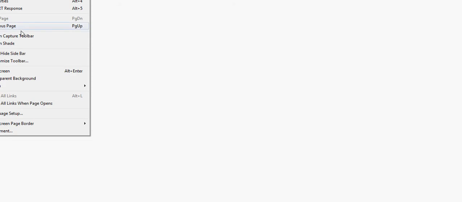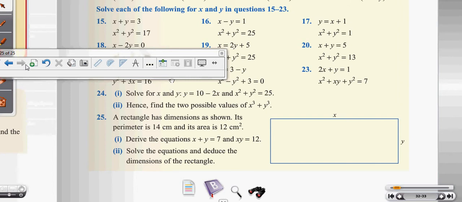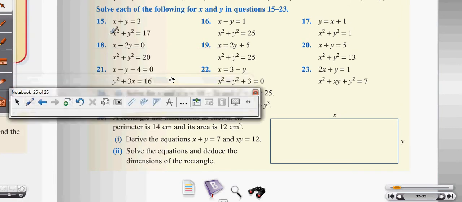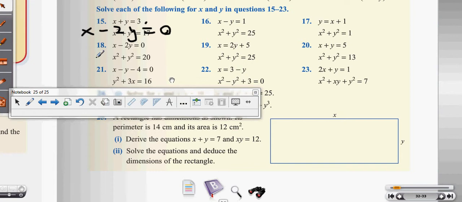What we can do here is just write down this question here, okay? So the question is going to be x minus 2y equals 0, and then x squared plus y squared equals 20. Okay, now that we've done that, we're now going to try and solve this, okay?